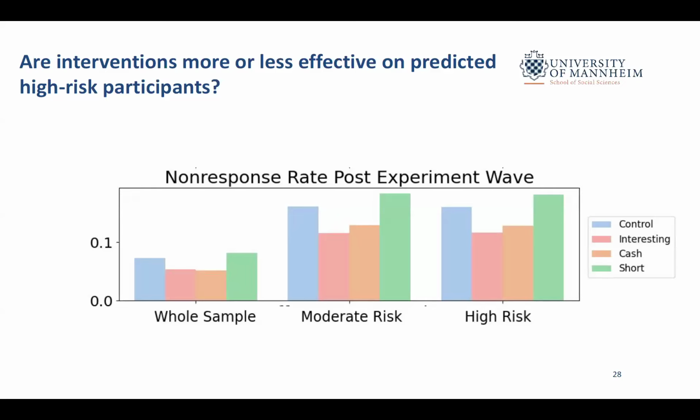You see that the short survey was not a successful intervention in our case. The other thing to note is that those predicted to be at high and moderate risk of dropping out in fact also have a higher actual risk of non-response in the post-experimental wave. So this is another way of evaluating that our prediction models do a good job.